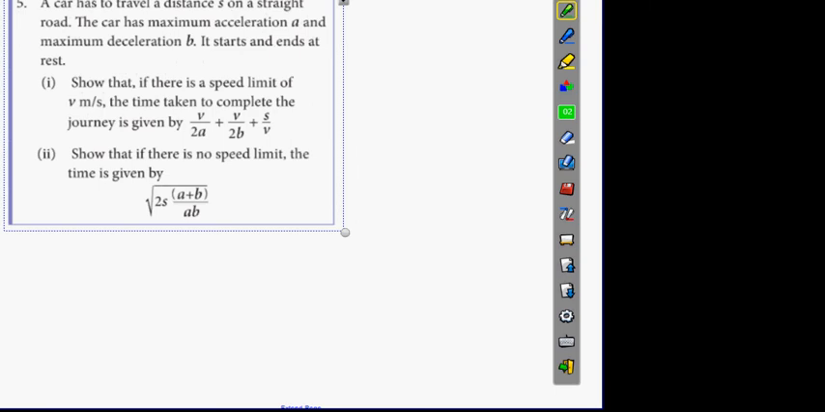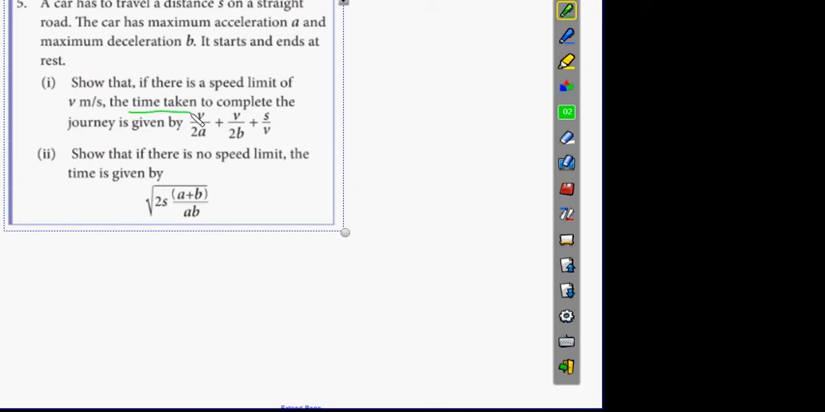Okay guys, so look at this one here. A car has to travel a distance s on a straight road. The car has a maximum acceleration a and maximum deceleration b. It starts and ends at rest. Show that if there is a speed limit of phi meters per second, the time taken to complete the journey is given by phi over 2a plus phi over 2b plus s over v.